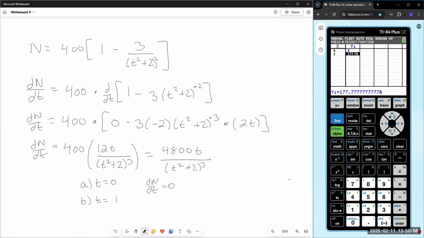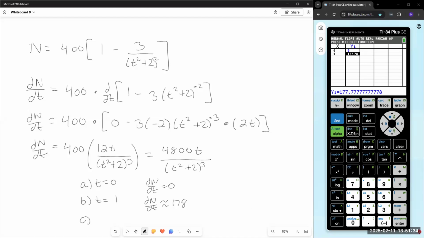I think we're going to have to round this to the nearest whole bacteria. So I think we're going to have to call this 178. Let me check. That would make sense because we can't have a fraction of a bacteria. It doesn't tell us how to round it, so I'll round it to the nearest whole bacteria.